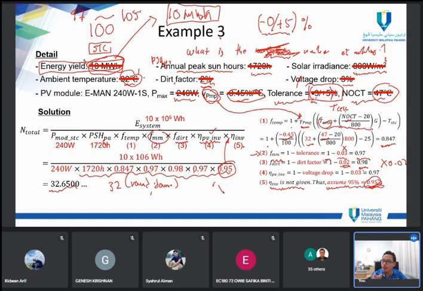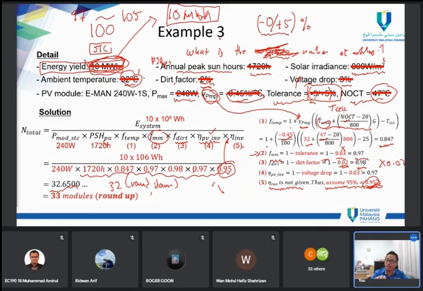32.65 is the number of modules that you need in order to achieve 10 megawatt hour. For a 10 megawatt hour system, you need 32.65. We cannot do that because we cannot cut another module for the 0.65. That is why we round it up. When we round it up, it becomes 33 modules. So this is the minimum number of modules for us to have in order to achieve 10 megawatt hours and avoid being penalized.